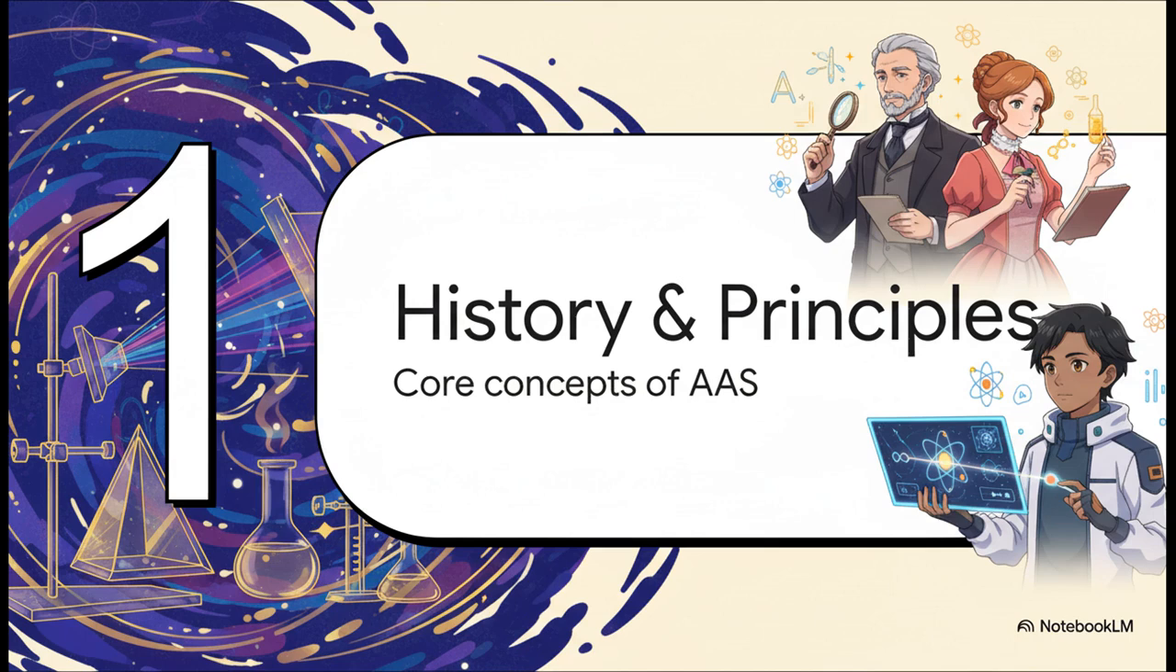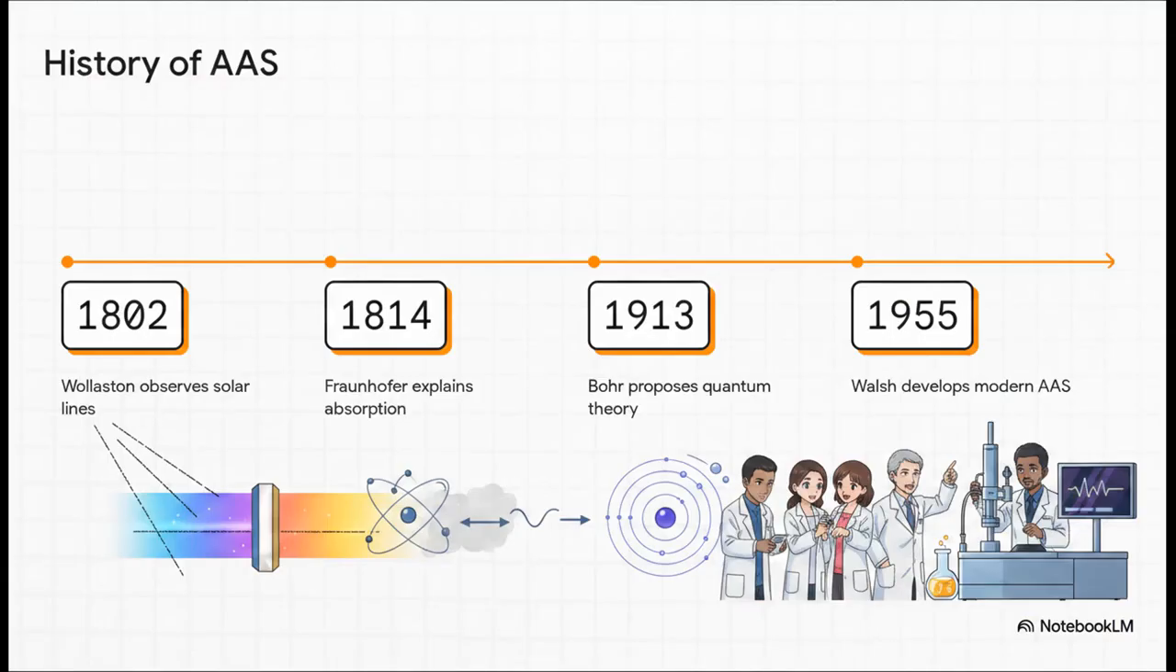Section 1. History and core principles. We're kicking things off by looking back at the brilliant pioneers who first noticed how light and atoms interact. It's actually kind of wild to think that the fundamental physics of AAS were observed over a century before anyone figured out how to use them in a lab.